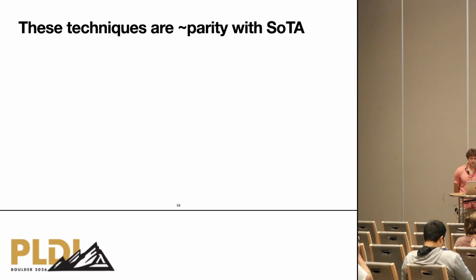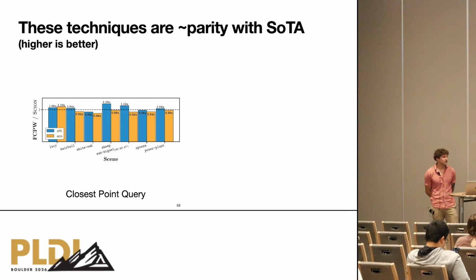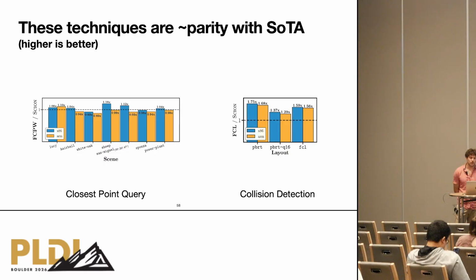Okay, and so to demonstrate there's no overhead with our techniques, we compare against two state-of-the-art libraries. The first one is the fastest closest point in the West, where we compare the running time of closest point query across a number of different scenes. And the second one is Flexible Collision Library, or FCL, and we compare in a similar manner for collision detection, but this time for a number of different layouts.